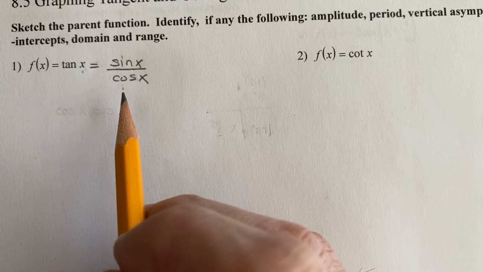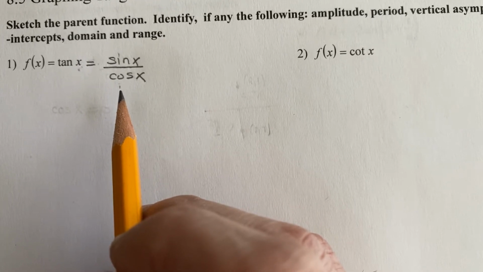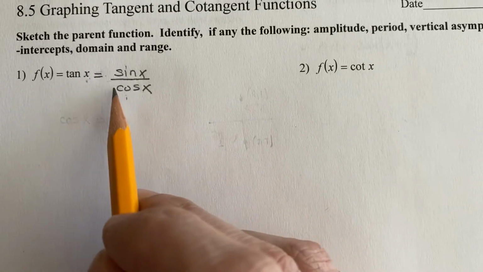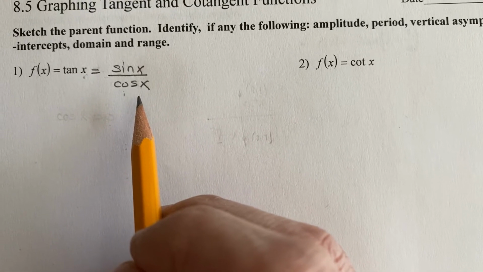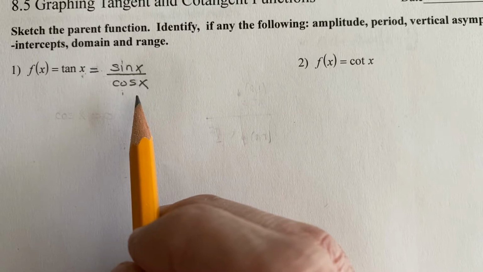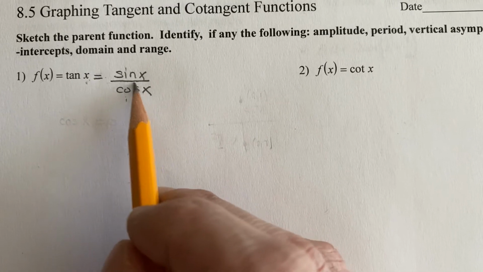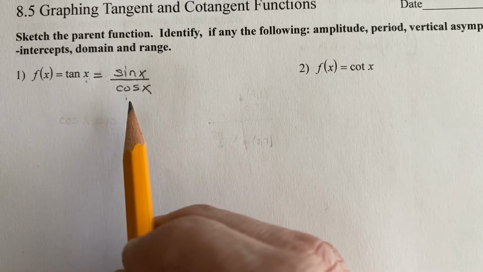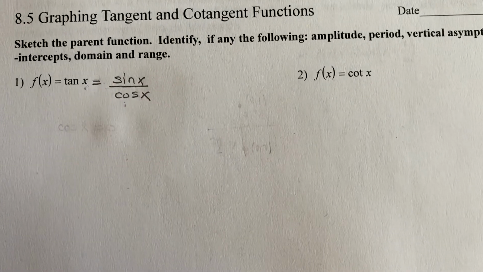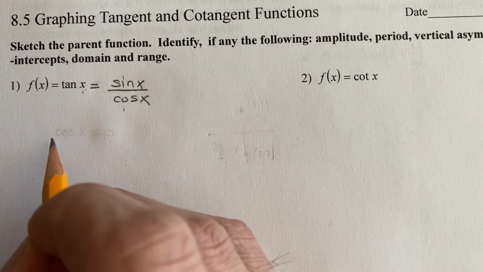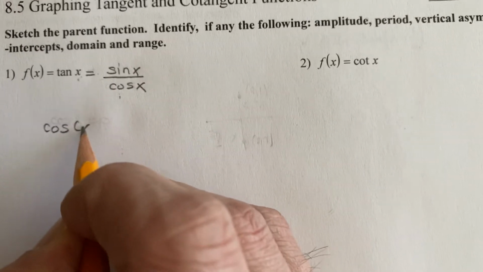What I'm going to have to do is to recognize that way back in chapter 6, whenever I have something in the denominator, in the context of graphs, it's going to create vertical asymptotes. So if I set my denominator equal to 0, I'm going to find the x values for which this function is not defined. Okay, so let's start by finding the VAs by setting cosine of x equal to 0.